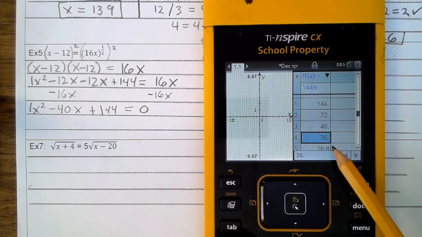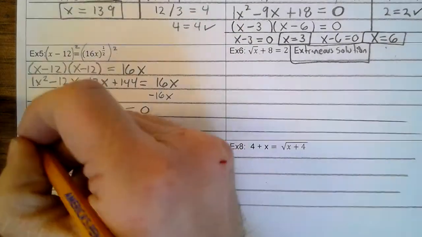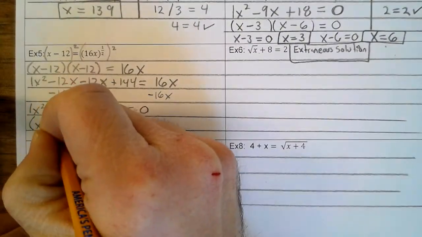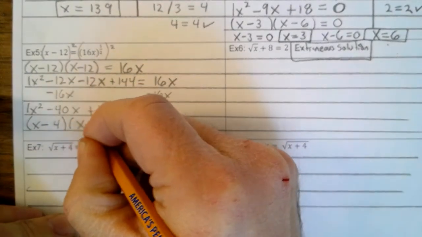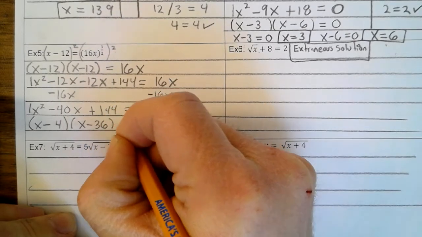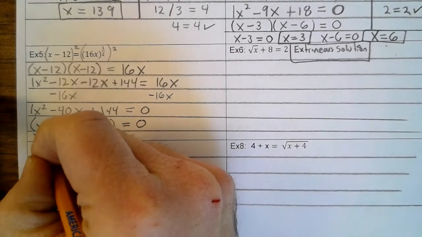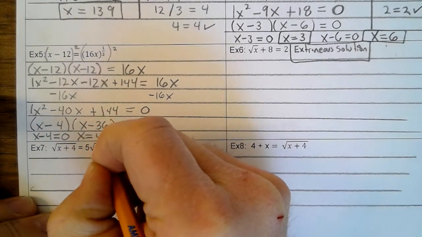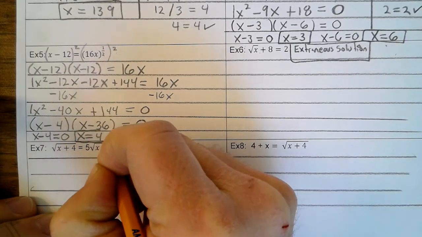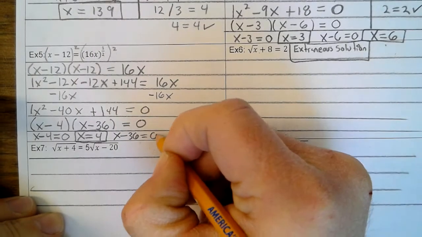So there's your factors. So we have x minus 4 and x minus 36 equal to 0. So x minus 4 equal to 0. Add 4 to both sides. x equals 4. Okay, x minus 36 equal to 0. Add 36 to both sides, x equals 36.